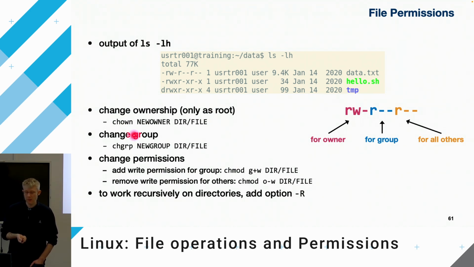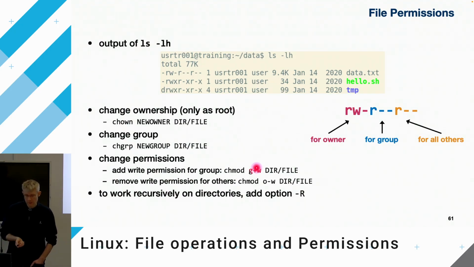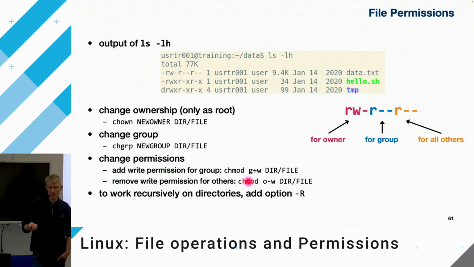And you are allowed to change the group that the file belongs to with the change group command, and then you can simply specify the name of the group and then for what file or folder you want to change it. And you can change the permission bits. And for this, there is the chmod command, to change these permission bits. And here, for example, for the group bits, you can add the write bit to a specified file, and then this write bit will be set.